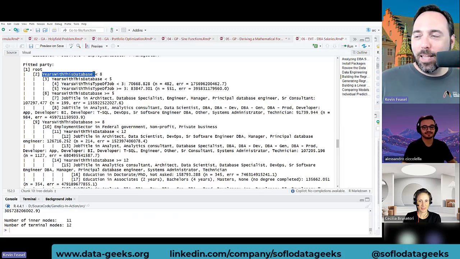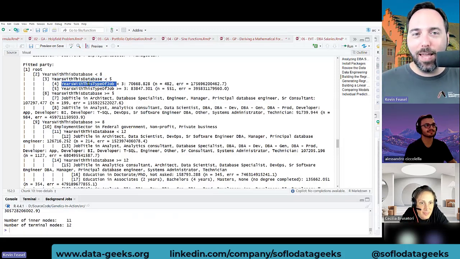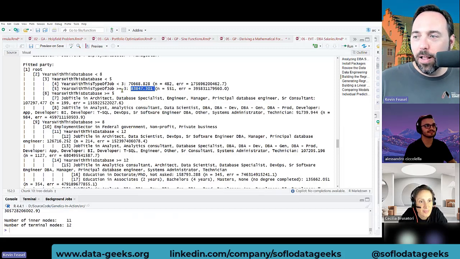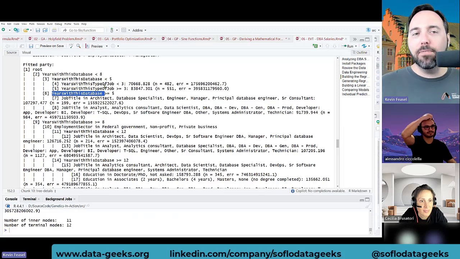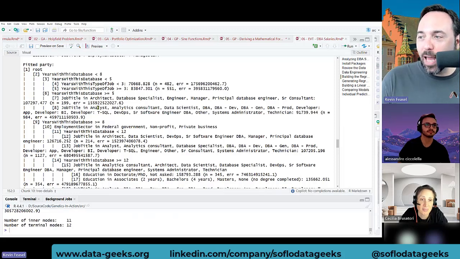Okay, fair enough. You spent less than 8 years with this database. Oh, you spent less than 5 years with this database. Oh, you've had less than 3 years at that job. All right, we expect that your salary will be about $70,000. But if you've had at least 3 years, you got a pay bump. Now, if instead of 5 years you're at 5 to 8, and if you're an architect or a database specialist or one of these things, $107,000. But if you're an analyst or an analytics consultant or a data scientist or whatever, $91K.